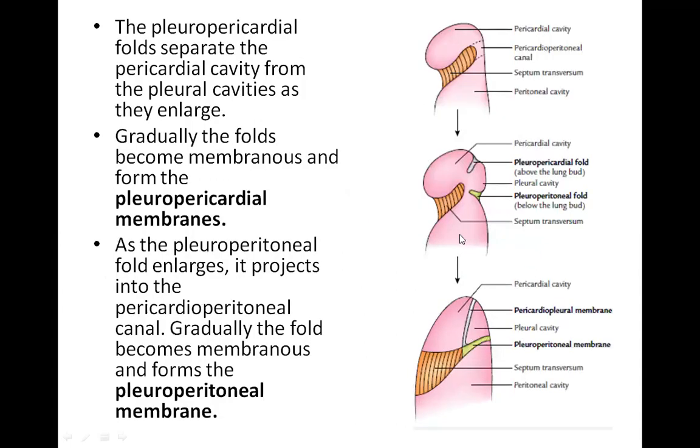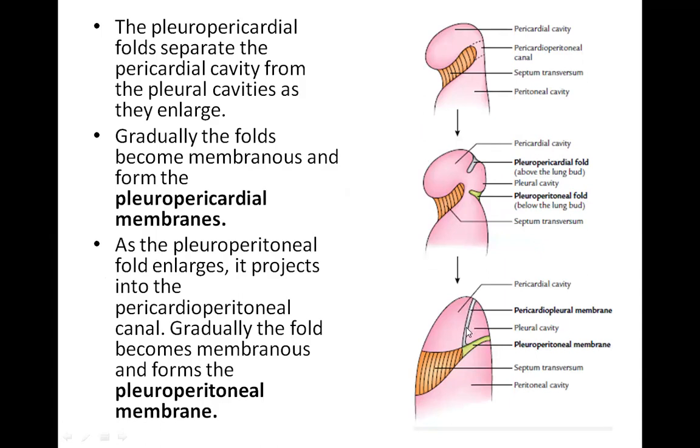So the pleuropericardial fold will separate the pericardial cavity from the pleural cavities as they enlarge, and gradually this fold will become membranous. Why?